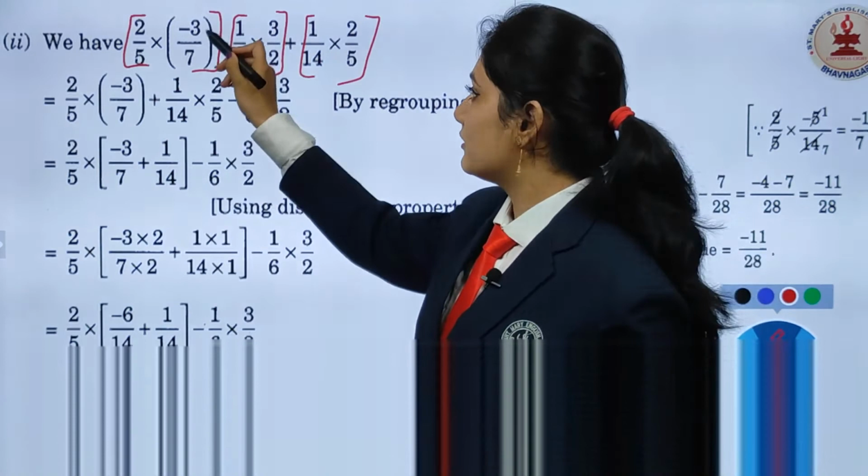Now see, minus 3 into 2 is minus 6, plus 1 upon 14. 2 by 5 and minus 1 upon 6 into 3 by 2, that I have kept as it is. Now see, minus 6 plus 1: with minus and plus signs, the sign of the greater number is taken. So here we will take minus, so minus 5, as 6 is the greater number. So minus 5 upon 14. Other things are kept as they are. But see here, these two numbers are in multiplication.